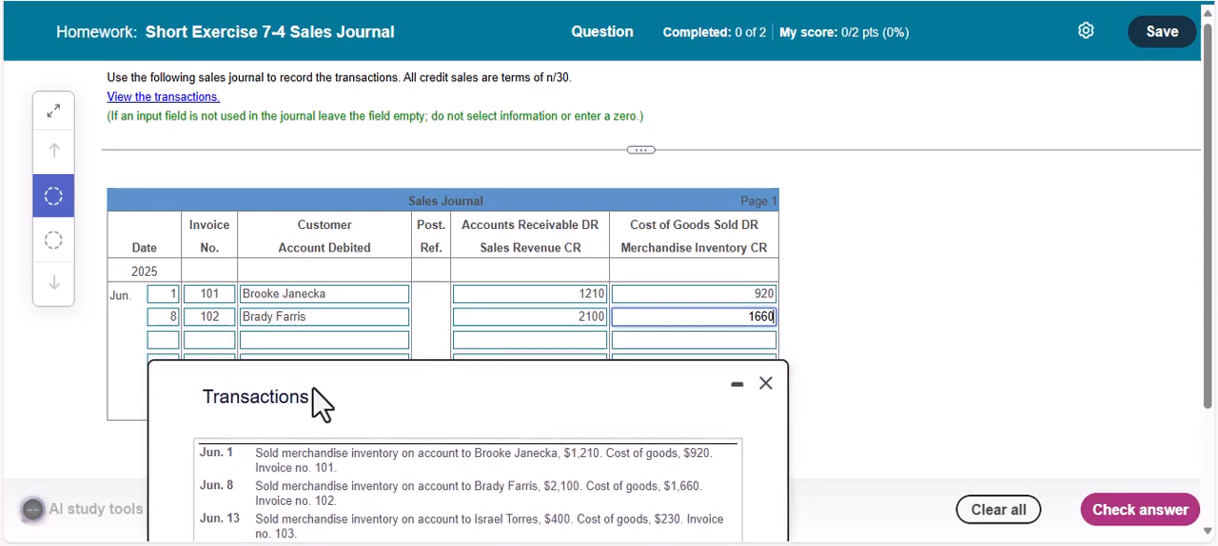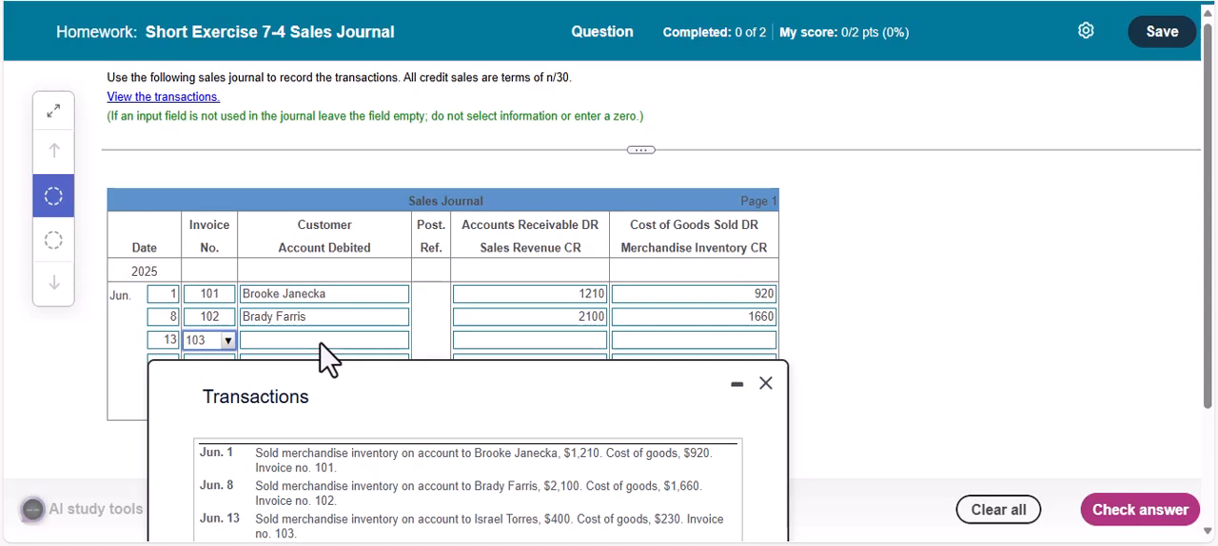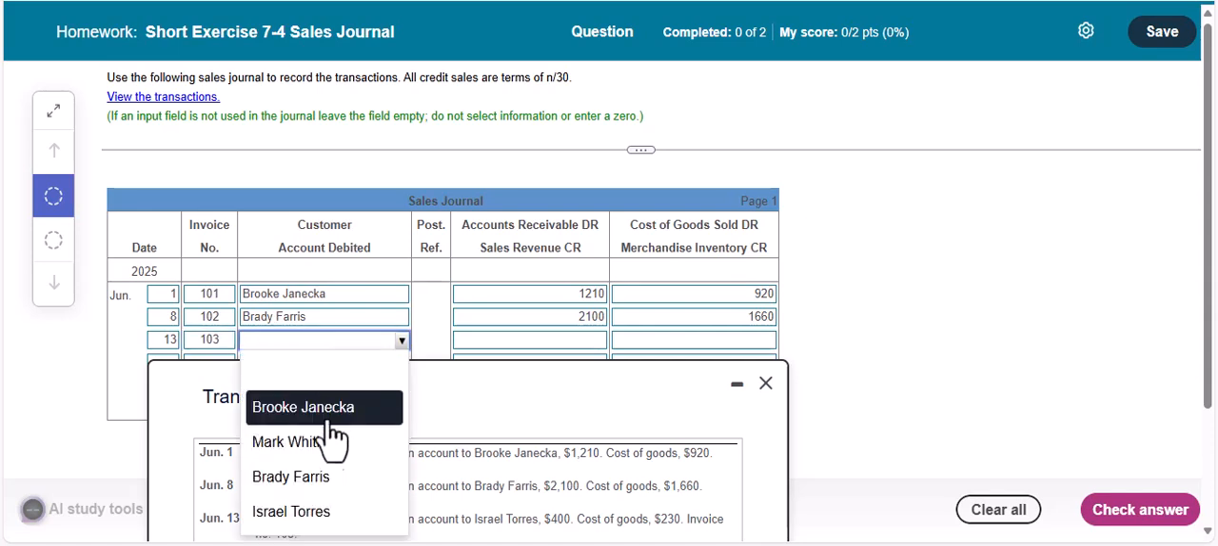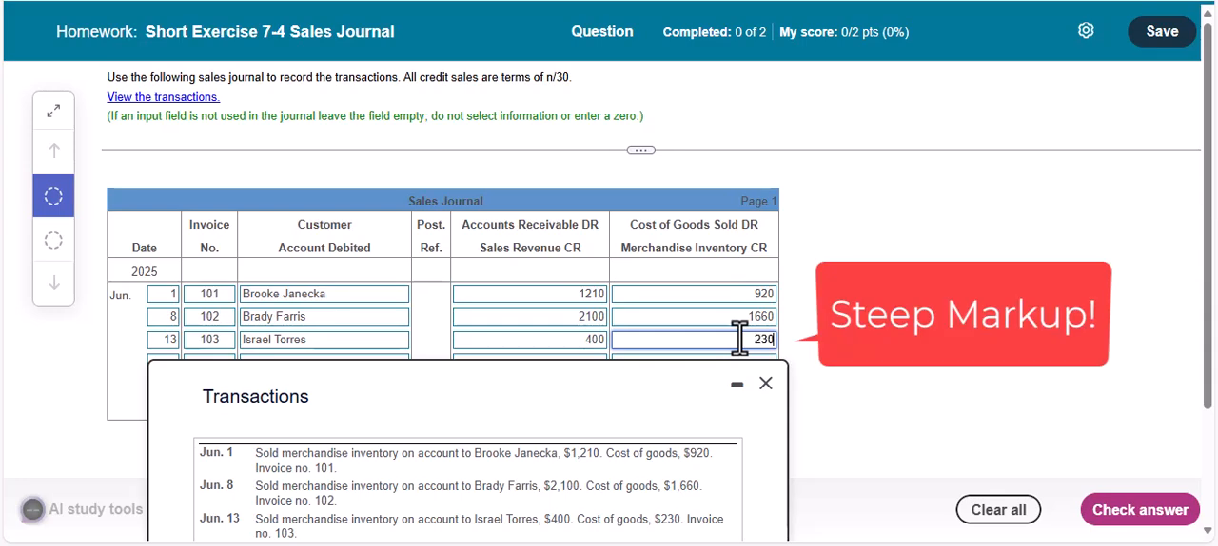And then we can keep moving down. So June 13th is our next transaction. Sold merchandise inventory on account to Israel Torres for $400, cost of goods sold $230, invoice 103. And then the customer was Israel Torres. And the sales amount was $400, cost of goods sold $230.